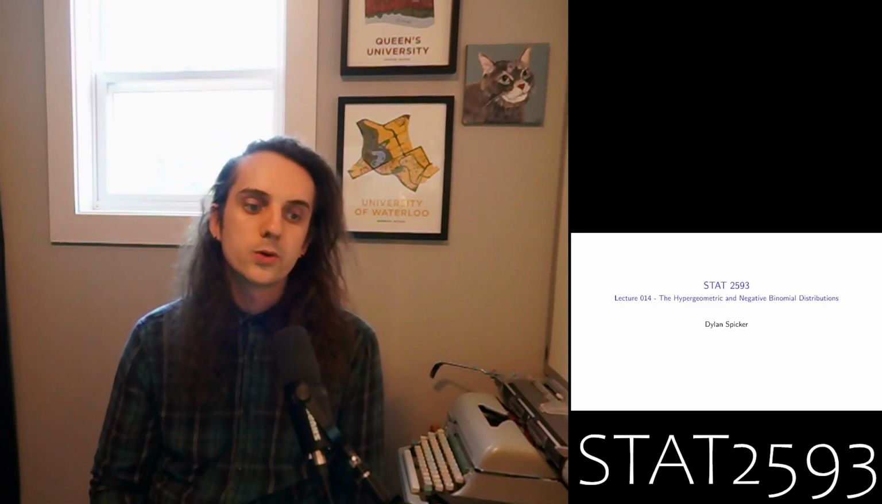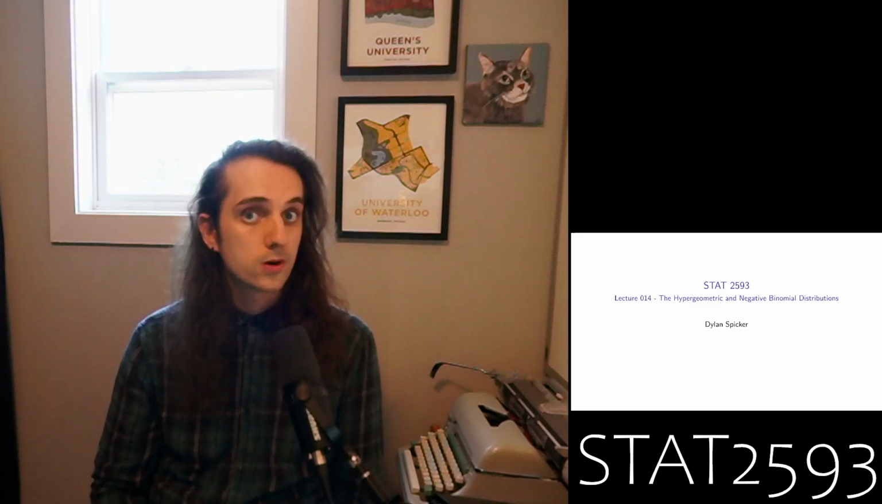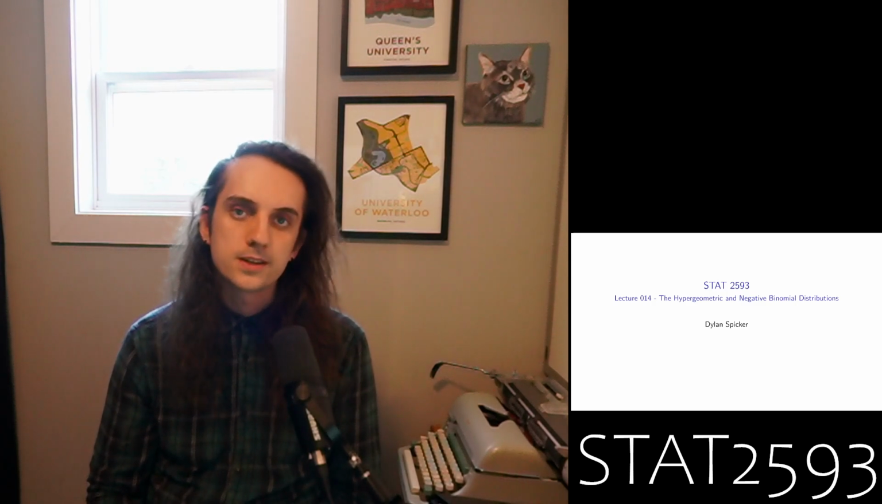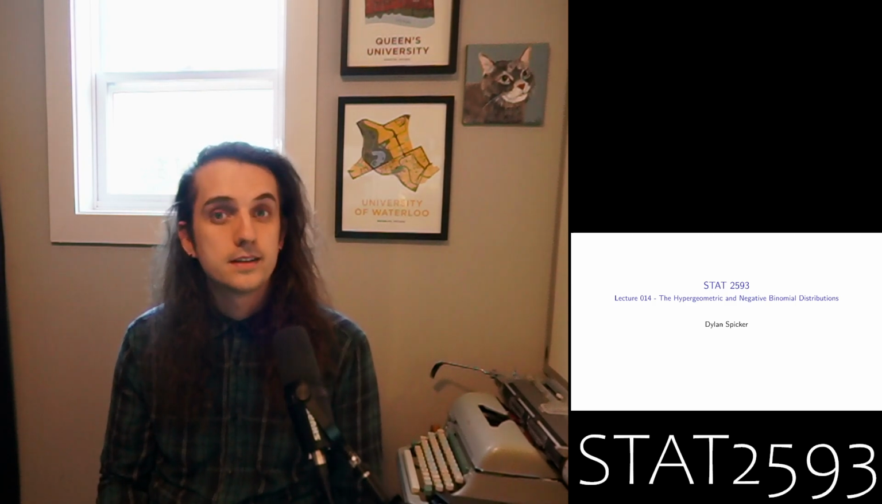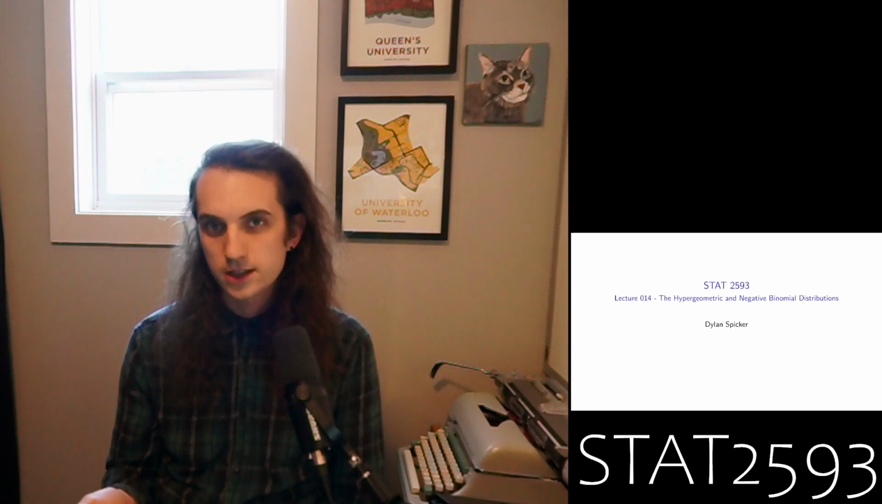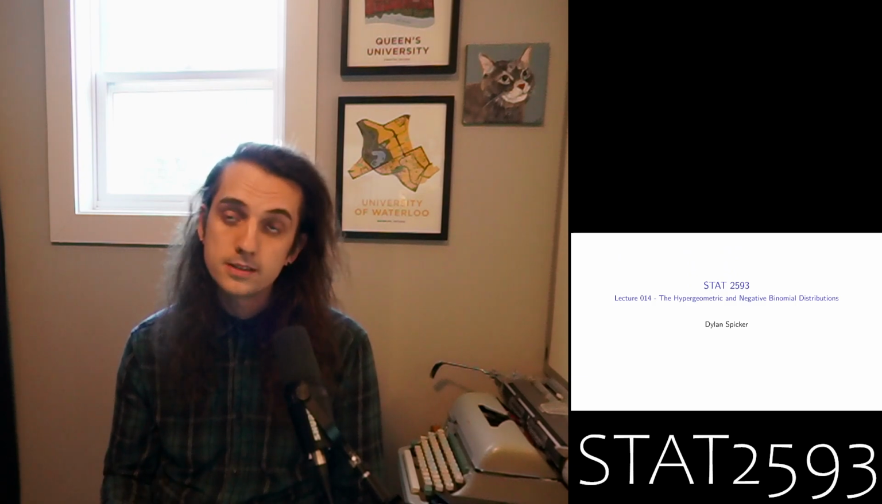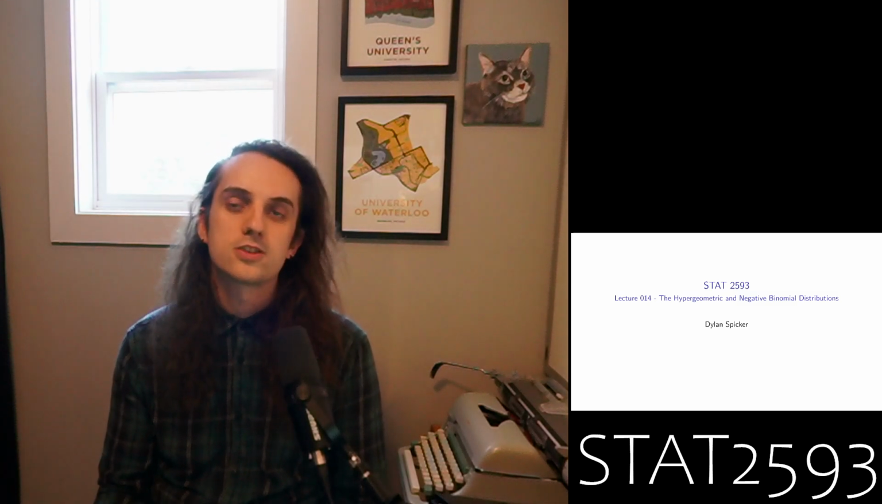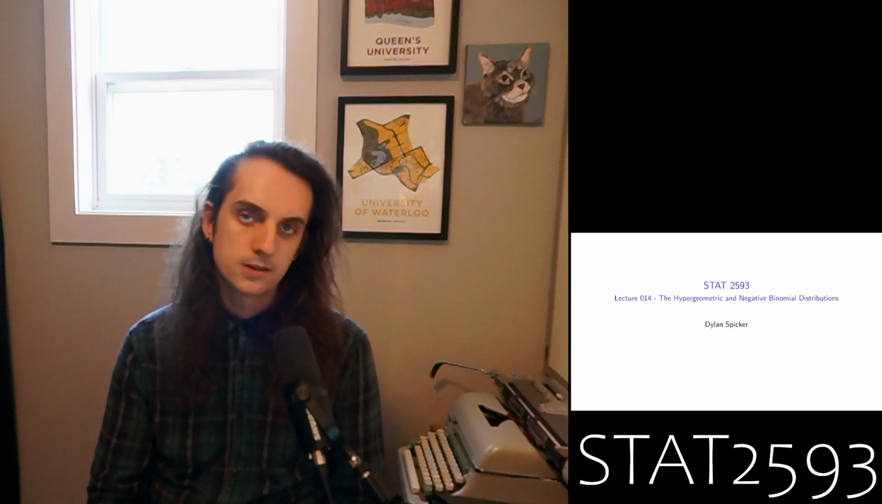In today's lesson, we're going to be looking at two more discrete probability distributions, the hypergeometric and the negative binomial distributions. These are going to supplement the discrete distributions that we've already seen. We've already seen the Bernoulli, the geometric, as well as the binomial distribution. Adding on both the hypergeometric and the negative binomial are going to start to round out the discrete distributions that we're going to look at.